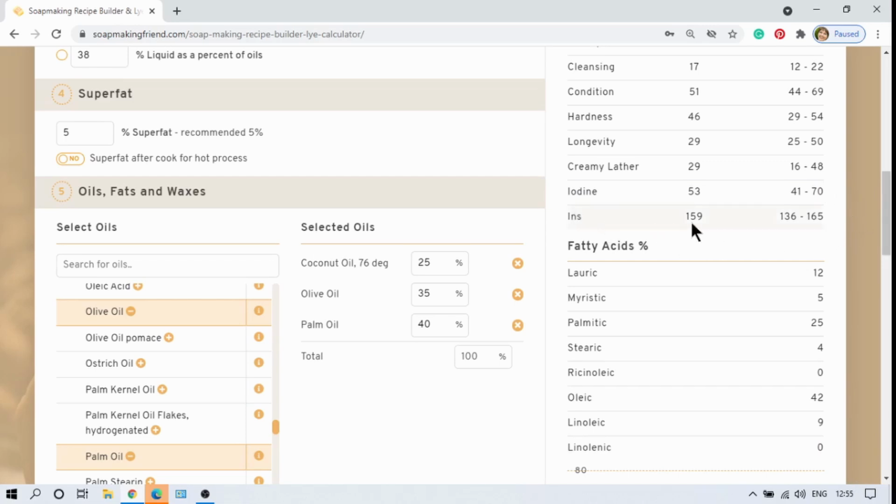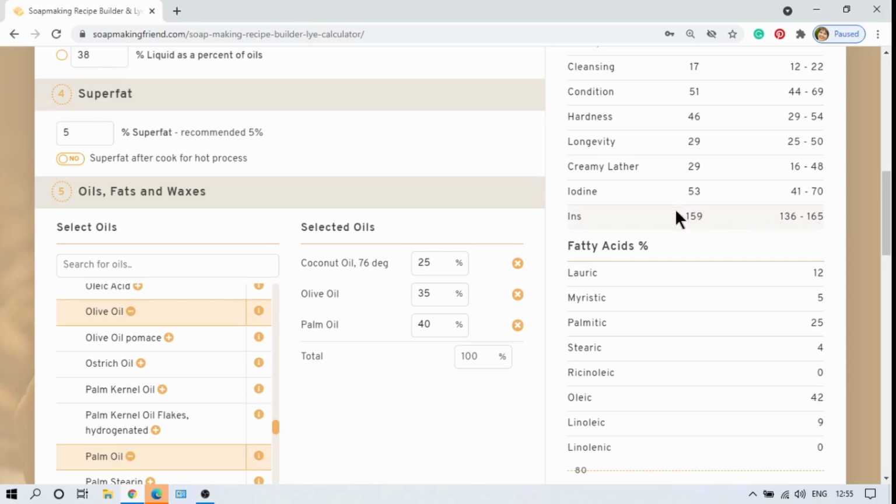Your INS number. This is something people don't use. What I use it for is I keep an eye on it if I want to make swirls in my soap. If the INS number is 136 or lower, then I know I've got plenty of time. It's going to take a long time to trace. If the INS number is quite high, I know that this is going to saponify quite fast.